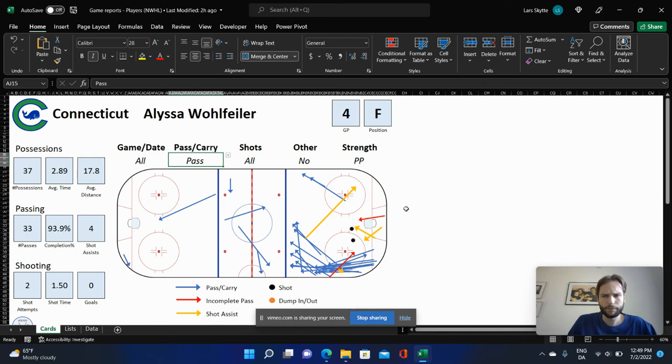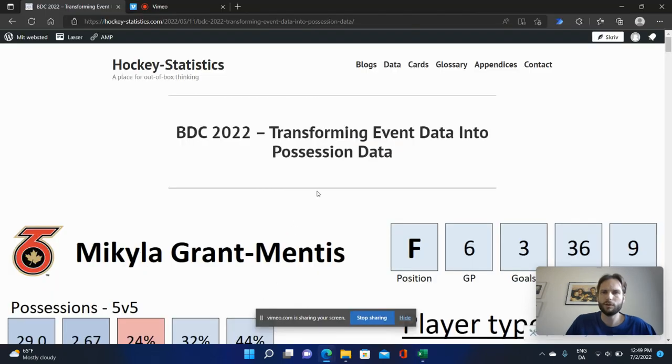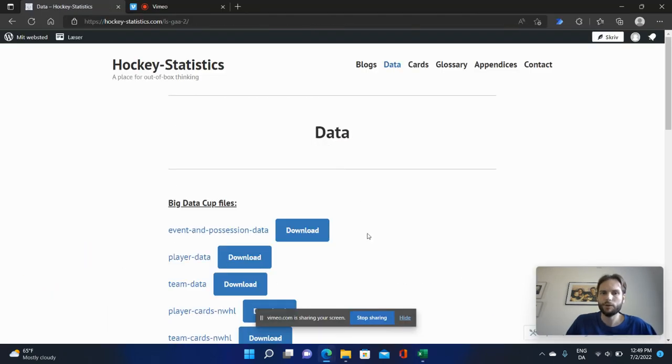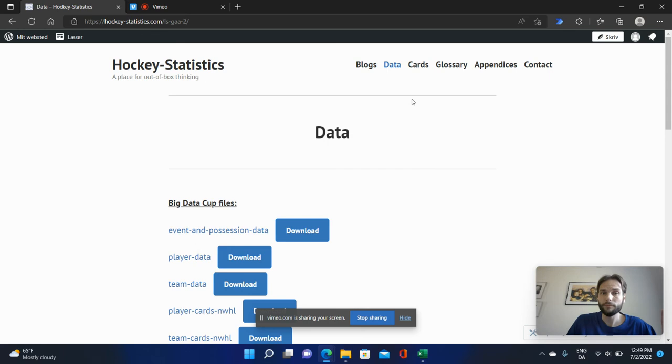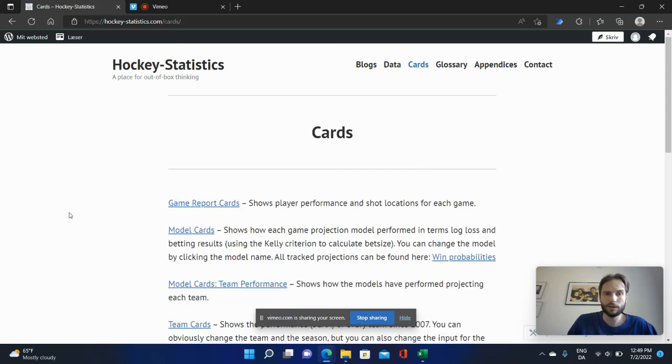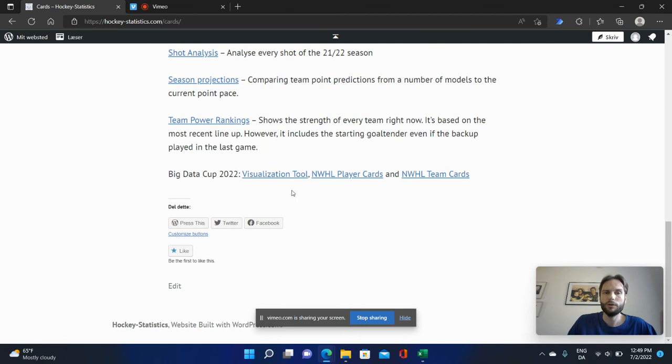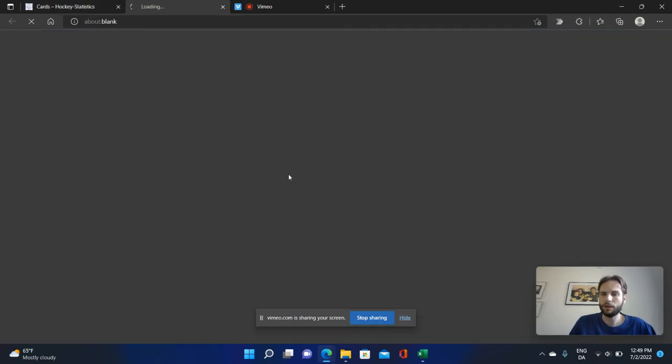So that's shot maps, passing maps, carry maps. You can find all of these on my website. I think they're quite interesting to look at. So I actually think that's it for my presentation here. You should go to my website, hockeystatistics.com. If you go to data, you can download all the files here, all the spreadsheets, or you can even go to cards, this section, and go all the way down, and you can just open up the cards in an online version.